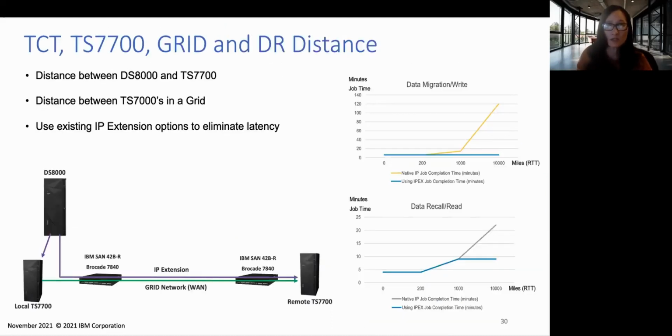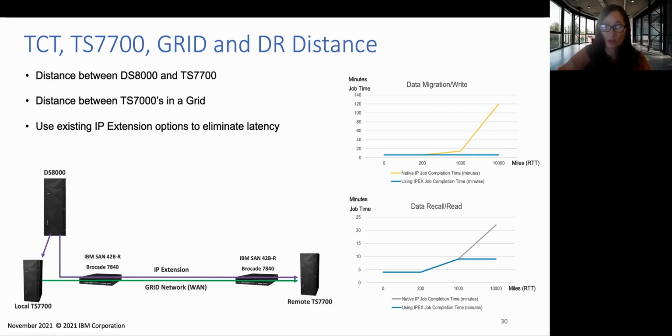So some considerations. This is always a consideration, even in a 7700 grid, when you have clusters that are located some length away. We have customers that have systems in the US and in the UK, a very long line, and IP extenders are really just a requirement to eliminate that latency. This chart talks about what it looks like without the IP extensions and what it looks like with them.